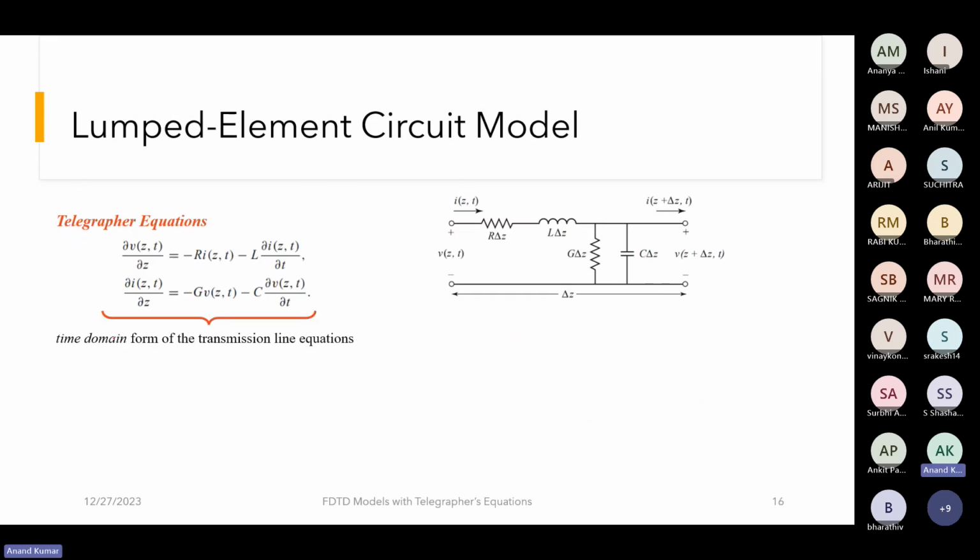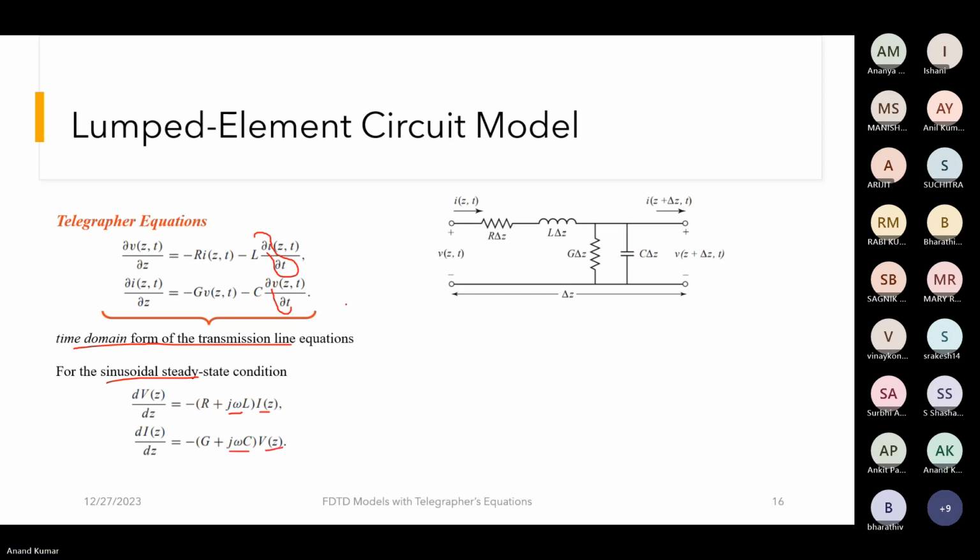And as you can see, these are the time domain form of the transmission line equations. And for sinusoidal steady state, we can rewrite dI/dt as j omega I and dV/dt as j omega V. So if you remember your Laplace and Fourier transforms, they basically give you an idea of how to switch from here to here.